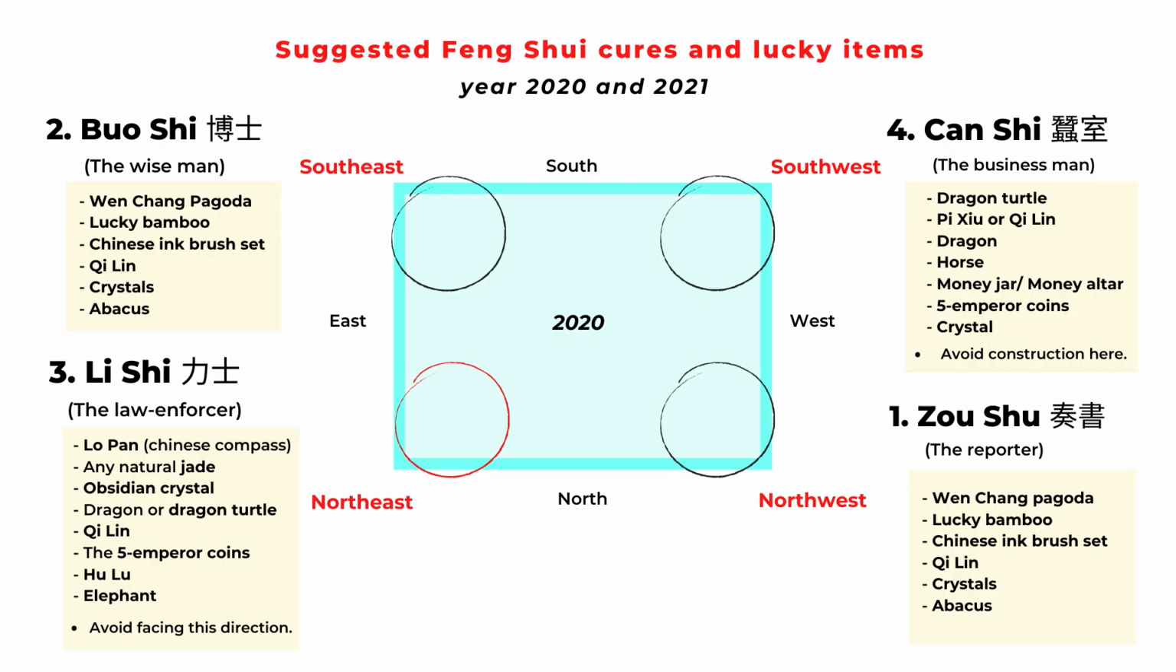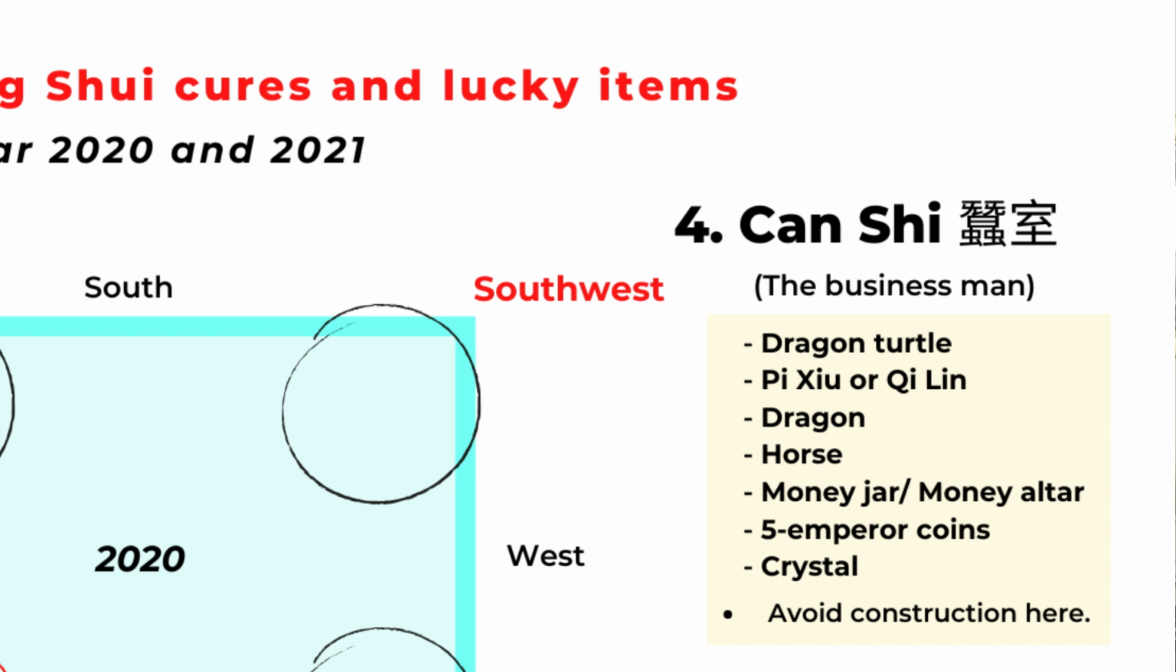And the last one is the southwest corner. That's the 禅士 or the businessman. So we can enhance this corner by displaying dragon, dragon turtle, 貔貅, qilin, horse, or create a money corner here. It can include the money jar, money god, or any symbol related to prosperity and wealth.